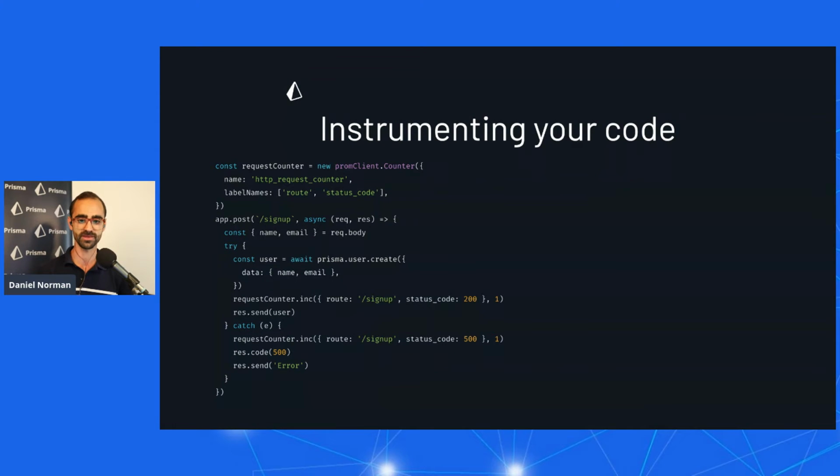Now, instrumentation is probably where a lot of this starts. Instrumentation is taking measurements from an application. That's all it is. And the following is a contrived example of an API endpoint, which takes some user input and then uses Prisma to persist that in a database. The endpoint has been instrumented with a counter which will increment every time it's called. It also has a label denoting the endpoint that was called, or the route, and the status code, which tells you whether the call was successful.